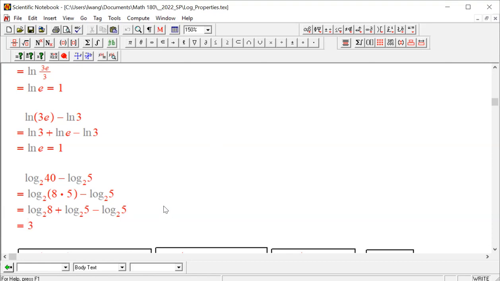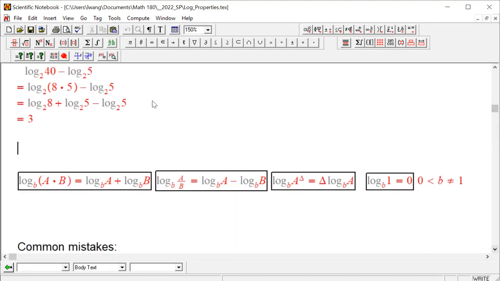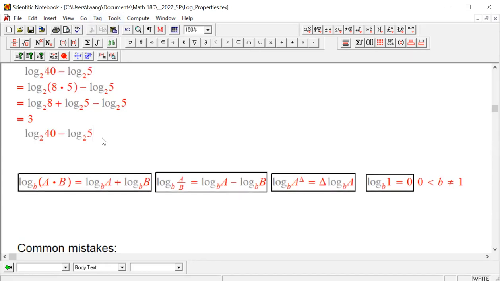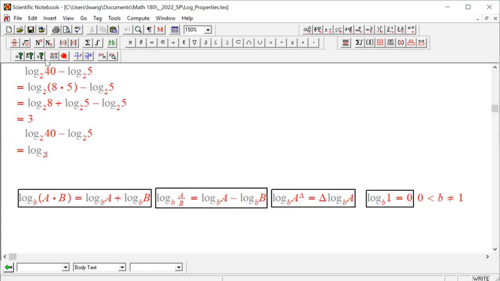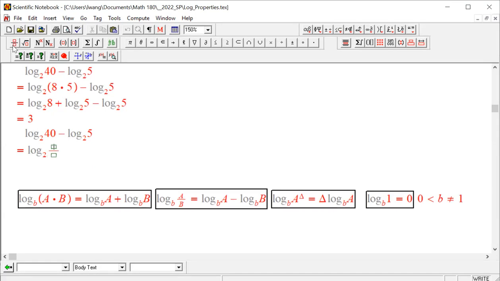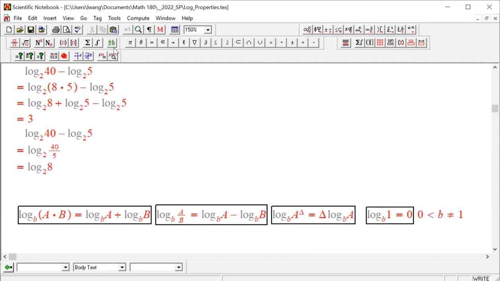Okay. And of course, you can also use the quotient rule. Right? So the other way to do it is that we apply the quotient rule. So that's log base 2 of 40 divided by 5, right? You will also get the same answer because that's going to be log base 2 of 8, and that equals 3, right? That's how you simplify it.